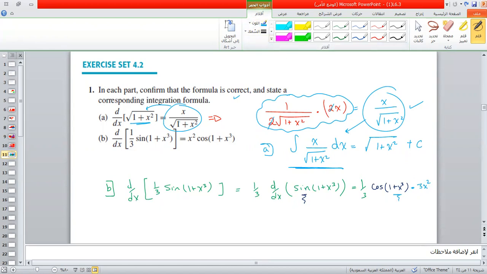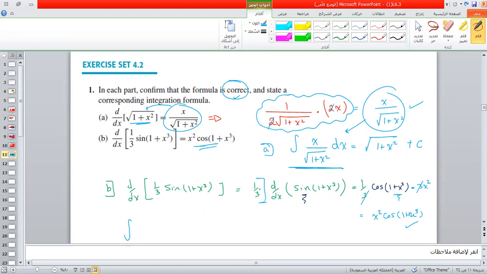And now cross out the 3 with the 3, and finally write your answer, which is x squared cosine of 1 plus x cubed. So the formula is correct, because the question says confirm that the formula is correct and state the corresponding integration formula. The derivative of 1 over 3 is a constant, so leave it outside.